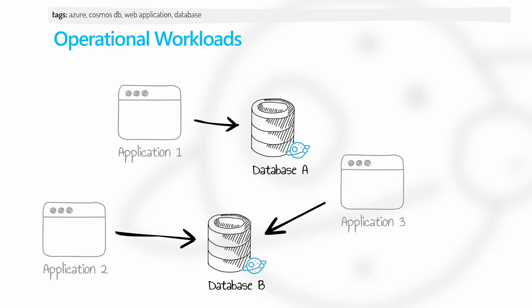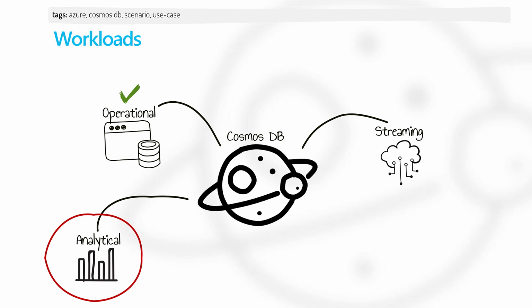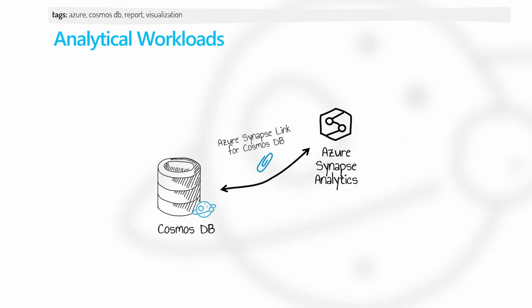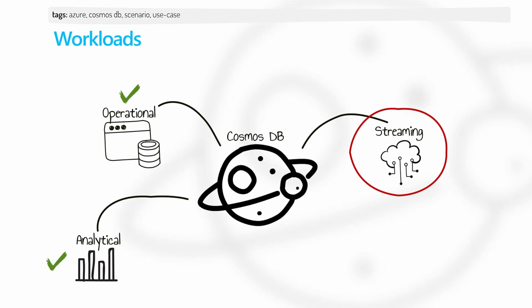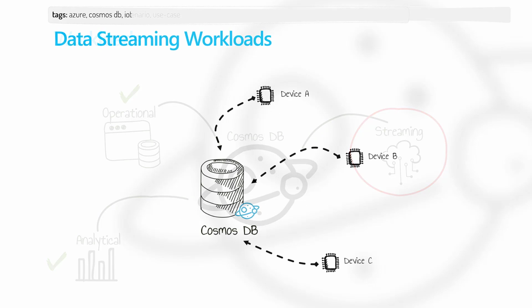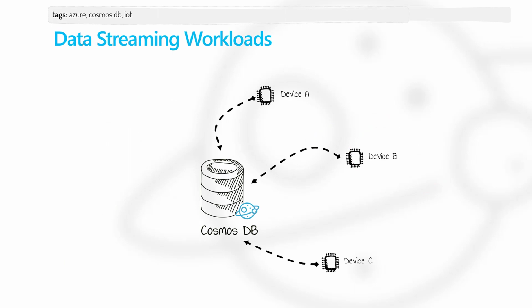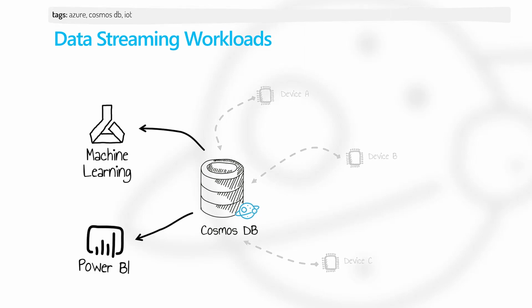In an analytical workload, an instance of Azure Synapse Link for Cosmos DB ships the data from Cosmos DB to Azure Synapse Analytics for aggregation. Data from Cosmos DB can also be used to train machine learning models in Azure Machine Learning, and for visualization in Power BI. For data streaming scenarios, IoT devices can store data in Cosmos DB in real time, which can then be used to retrain machine learning models or generate visual reports.